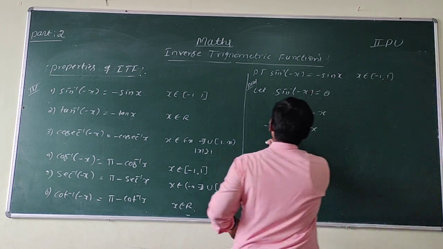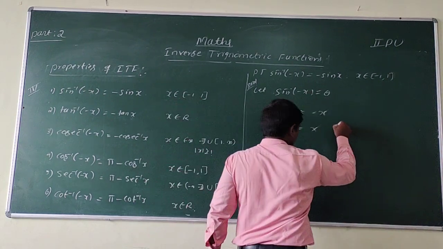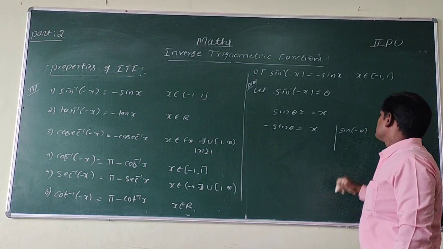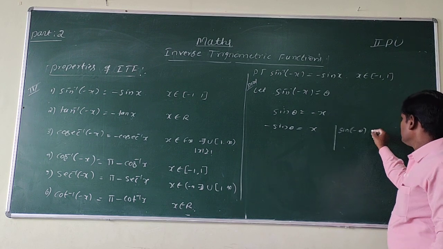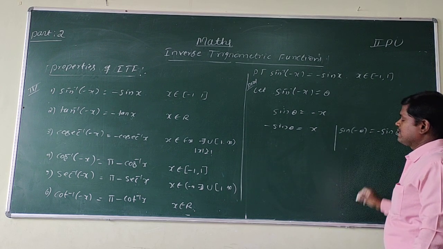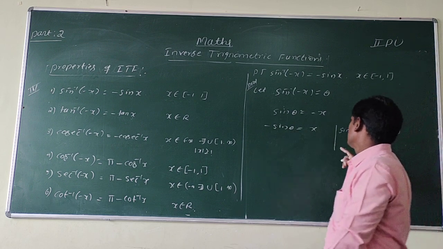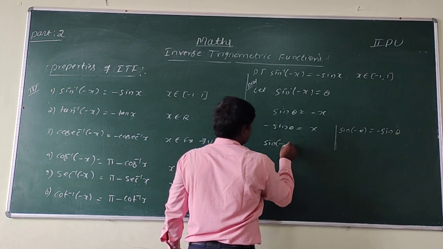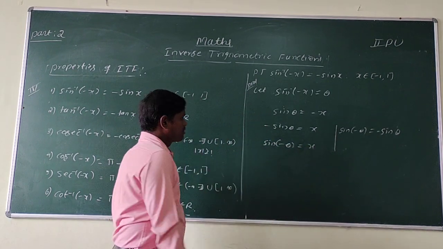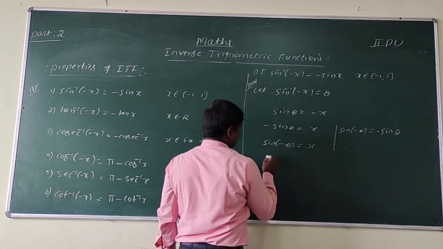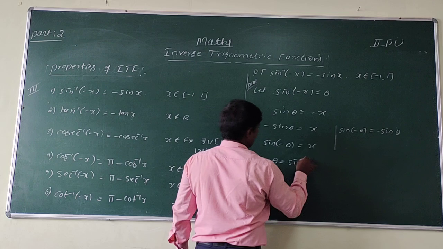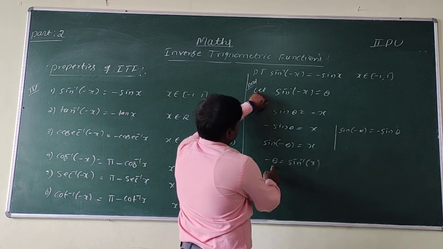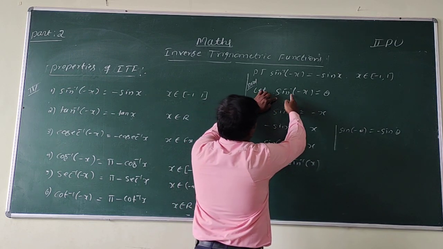See here, sine of minus theta. Already you know, by the allied angles, that sine of minus theta is nothing but minus sine theta. So minus sine theta can be written as sine of minus theta, which is equal to x. Then take sine inverse: minus theta is equal to sine inverse of x. So observe here, theta is nothing but sine inverse of minus x.